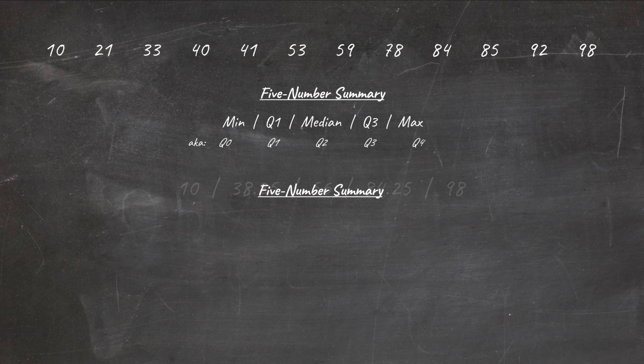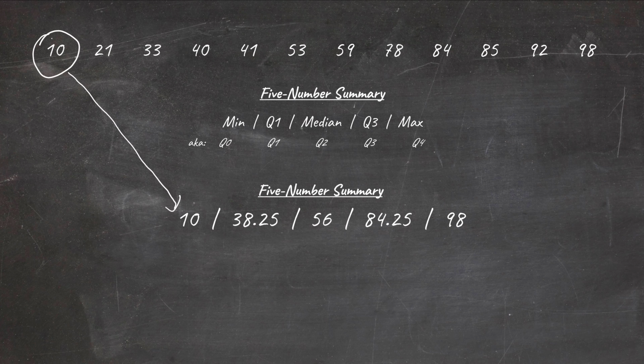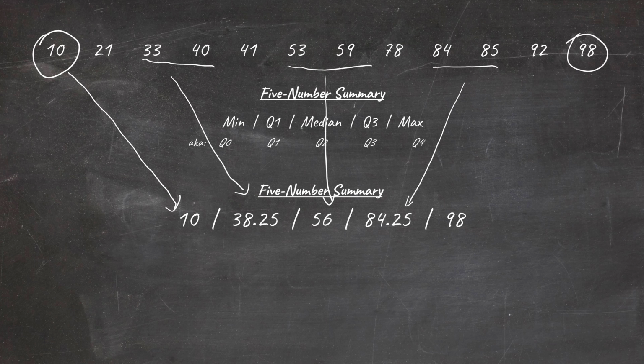So we already know the answers for this set of data. We've seen it in the previous videos. The minimum number of these 12 numbers is 10. The first quartile was between our third and fourth number. It was 75% of the way to the fourth number, which was 38.25. The median, or second quartile, is 56. The third quartile fell right between these two values, and the maximum number, or fourth quartile, is 98. And that's our 5-number summary.